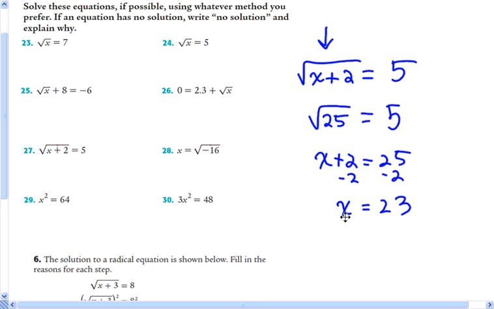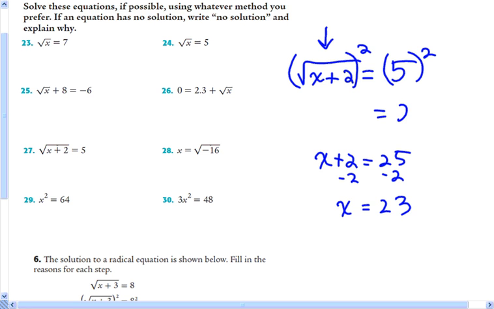Another way is, if I square both sides of this, so 5 squared is 25, right? And if I take the square root of some number and square it, I get that number inside. So I end up with the same thing. And then I can solve that and I get my answer is 23. All right? Let's do one more, and then I'm going to let you try and do the rest on your own. But I'll do number 29.